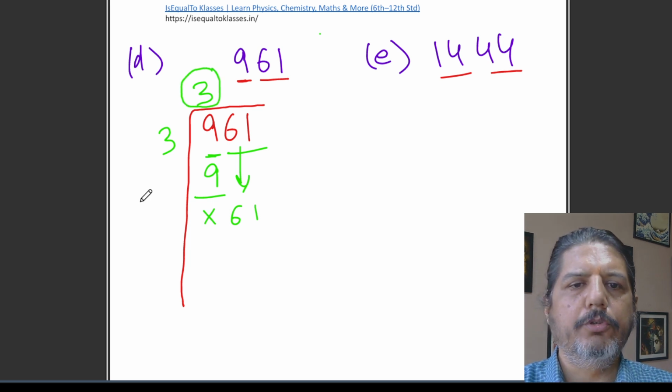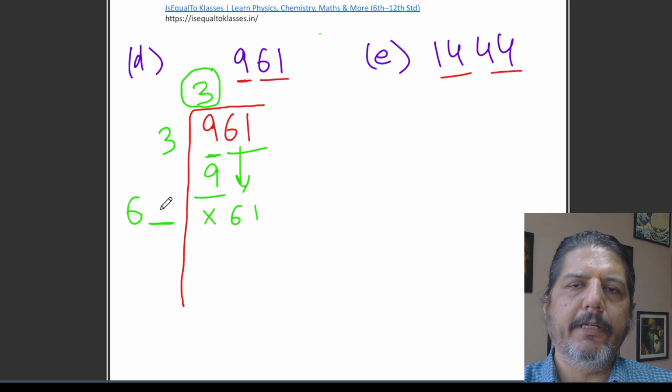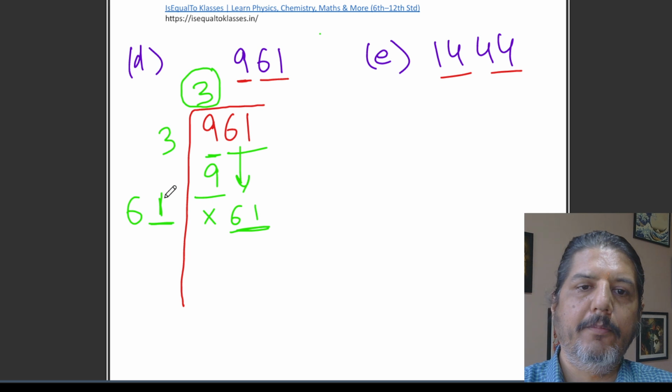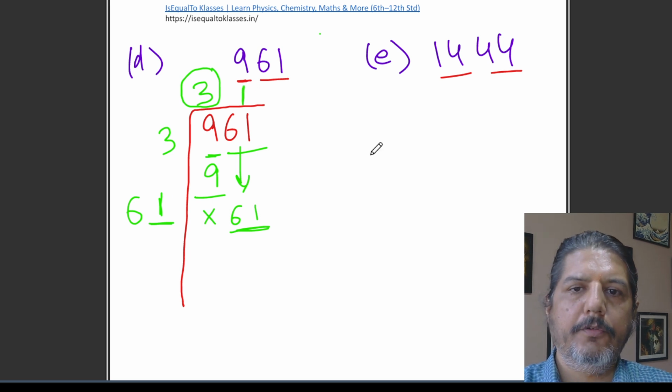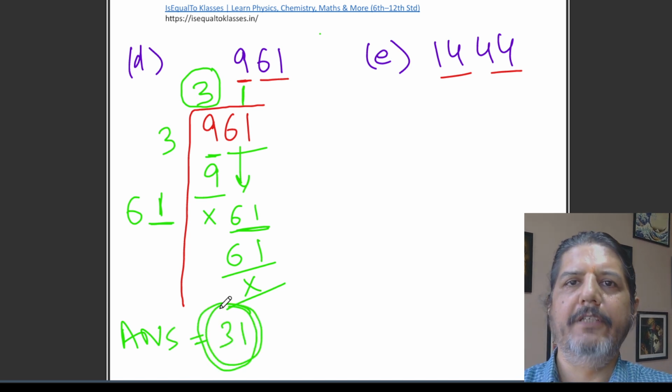I multiply this quotient by 2, 6. I put a blank here, always a single blank. I have to take a number such that when the number is multiplied by itself, the answer should be less than or equal to 1. Incidentally, 1 is a number because 61 ones are 61. And finally, the answer would be 1. So I hope you got the same answer.